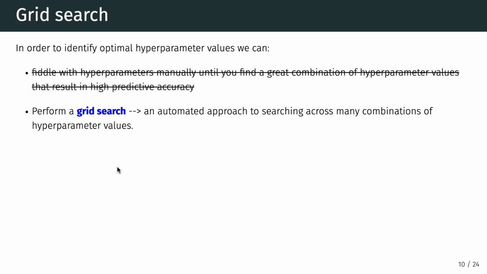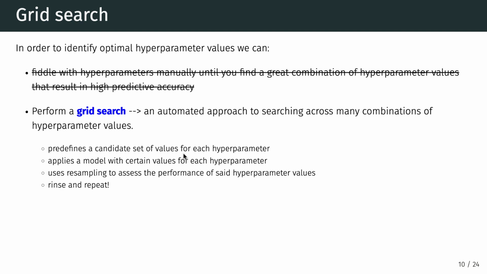Well, one way is we could just fiddle and manually adjust hyperparameter values until we find a great combination of these values that results in high predictive accuracy, or where we optimize the generalization error. However, this can be very tedious and it takes a long time. Not something that we want to do. So an alternative approach is to use what's called a grid search. A grid search is an automated approach to searching across many combinations of hyperparameter values. In essence, it predefines a candidate set of values for our hyperparameters.